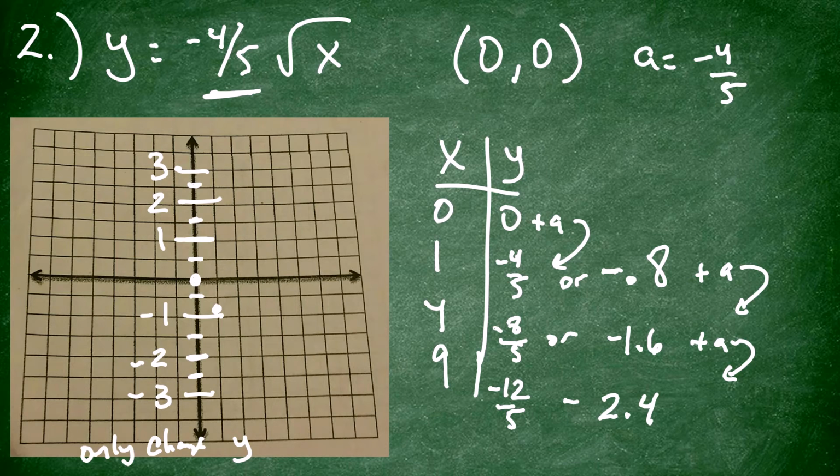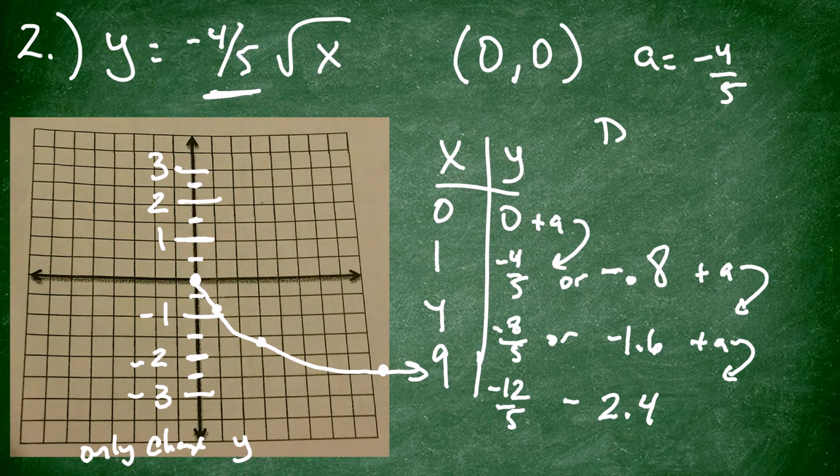So I go over 4, go down negative 1.6, there's 1.5. So I just go really close to 1.5, but a little bit below it. And then I go over 9, and I go down to negative 12/5, which is negative 2.4, which is really close to that. And there we go.